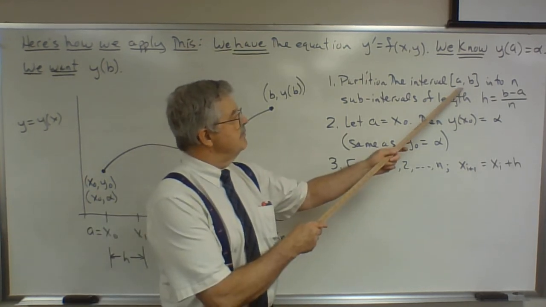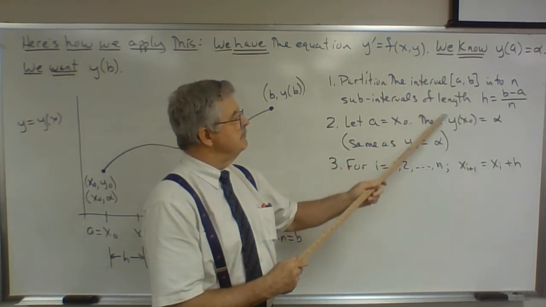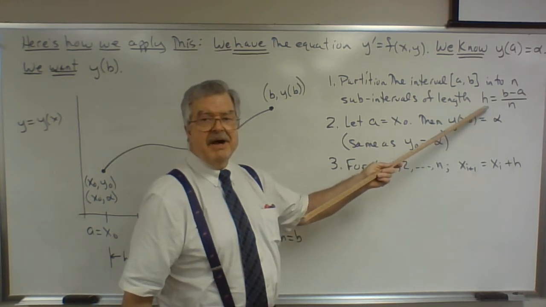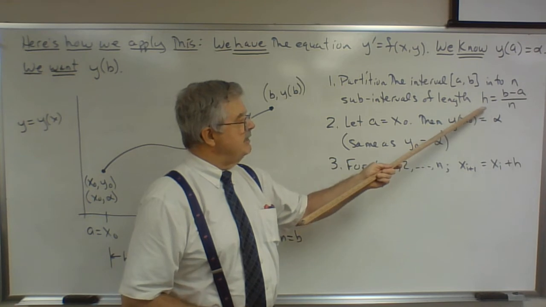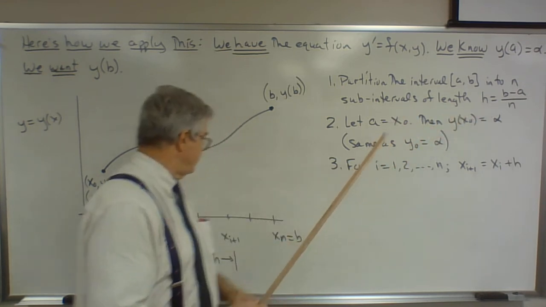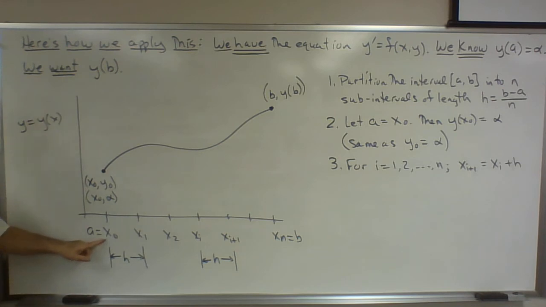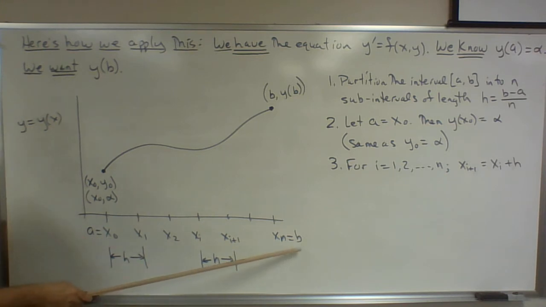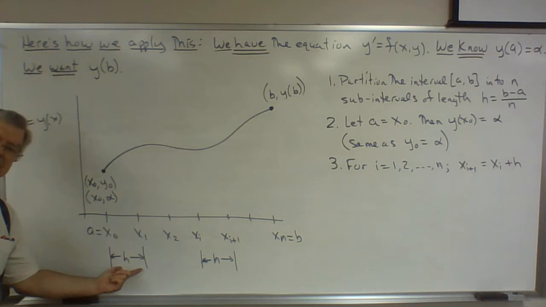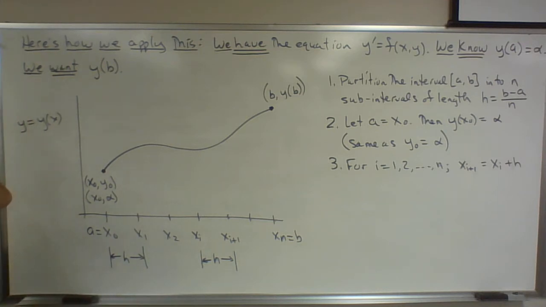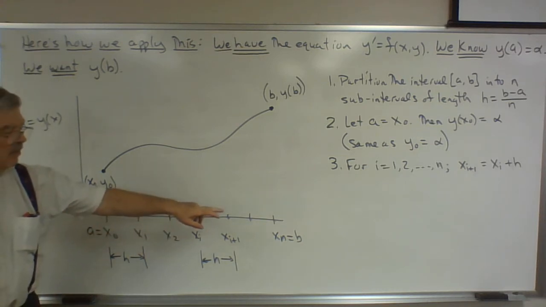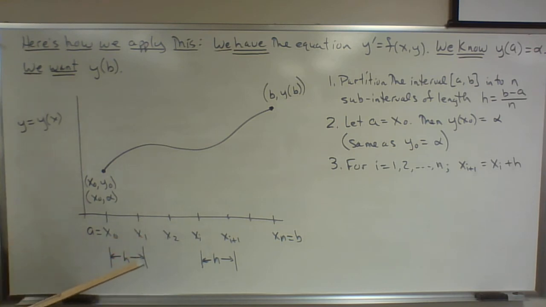We partition the interval from a to b into n subintervals of length h equals b minus a over n. So h is essentially our delta x here. And we've got the interval from a to b partitioned into n subintervals. a is equal to x naught, b is equal to x n, and every subinterval has width h. So that's our first order of business: partition the whole interval into n subintervals of length h.